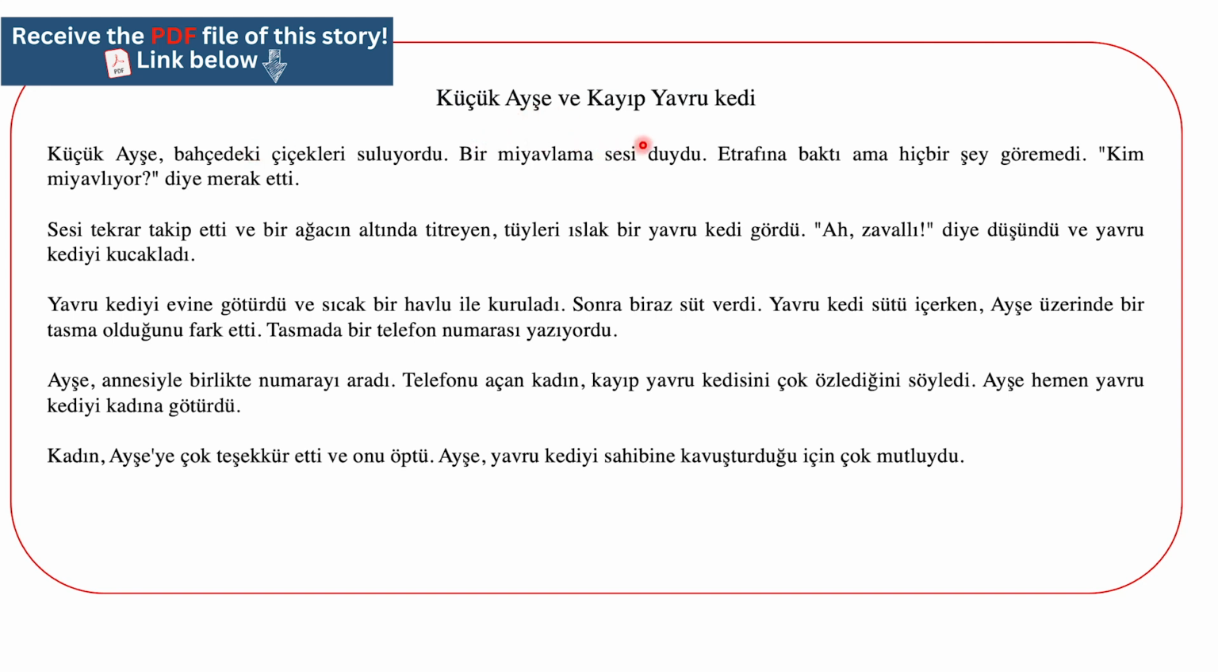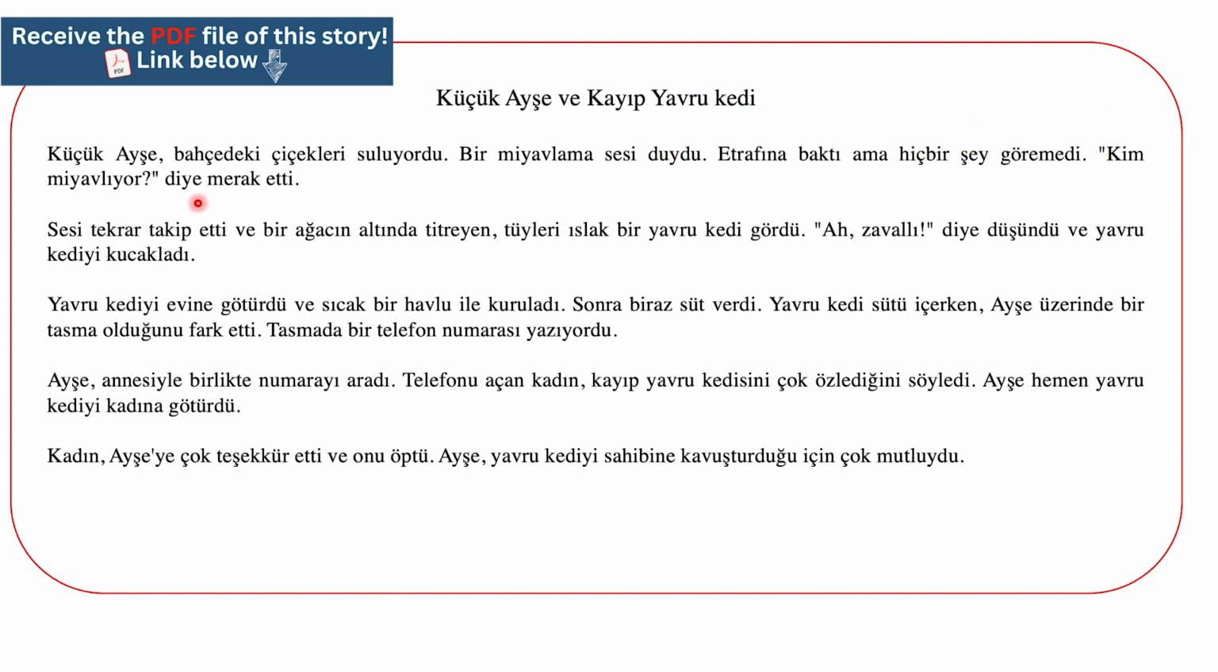Bir miyavlama sesi duydu. She heard a meow. So the sound of the cat, as we said before. Sesi, the sound. Duydu, heard. Bir miyavlama, the meows of the cat. How do you say it? I think. Etrafına baktı ama hiçbir şey göremedi. She looked around but saw nothing. Couldn't see anything. So, etrafına baktı. She looked around but couldn't see hiçbir şey, anything.